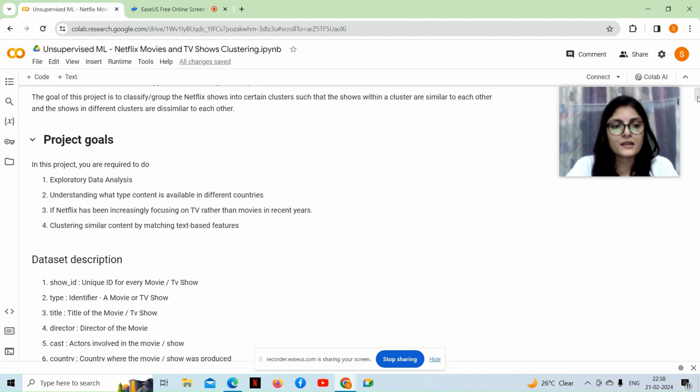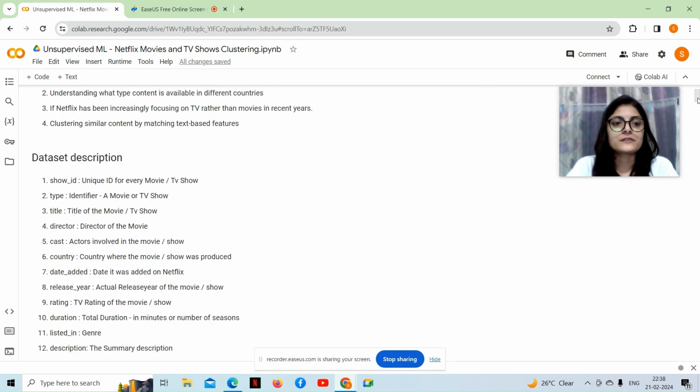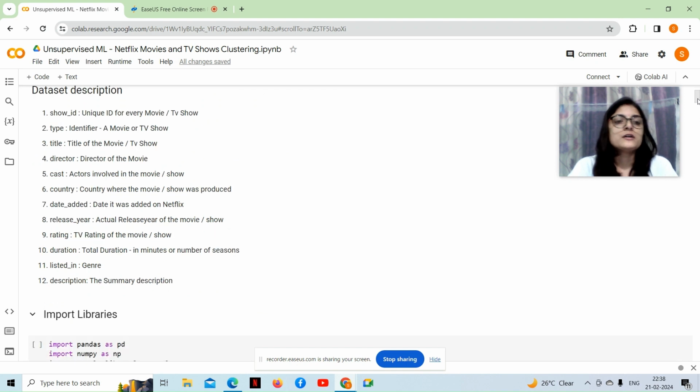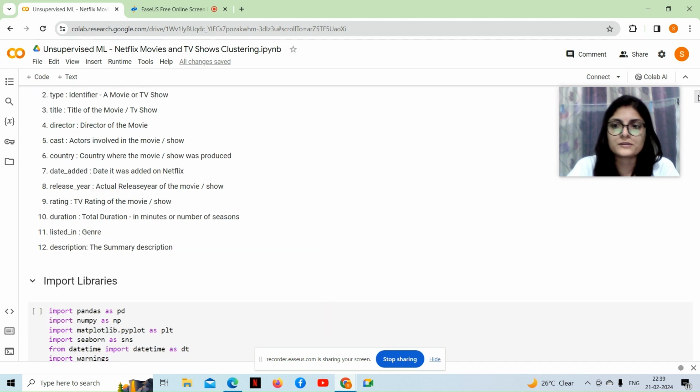Then the dataset description is given, like show_id is the unique id for every movie and TV show. Type is the identifier, a movie or TV show. Title of the TV show. Director of the movie. Cast means actors. Country where the movie was produced. Date added. Then release year. Rating. Duration. Listed in means genre. And at last description, the summary description.